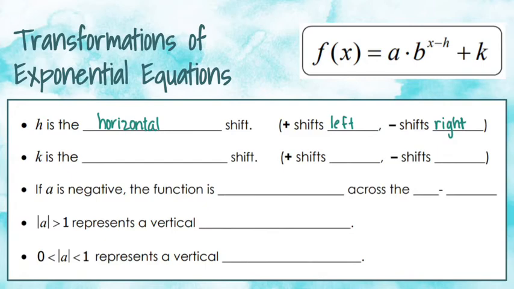Now K, this part out on the end, that is our vertical shift. A positive K shifts our graph up, and a negative K shifts our graph down. Then we want to look at A. If A is negative, so if it's positive, nothing changes. There is no transformation. But if A is negative, then the function is reflected across the x-axis.